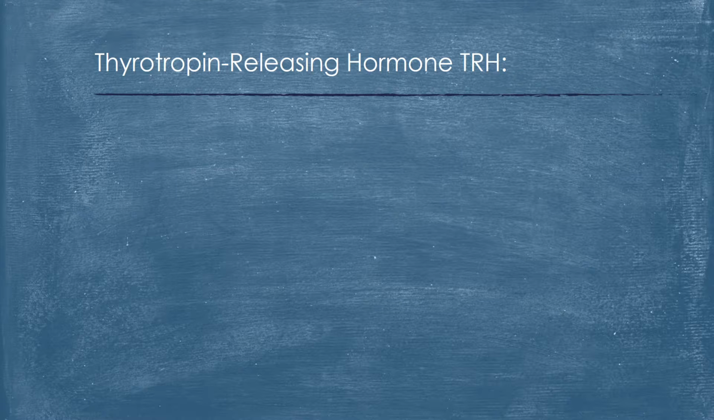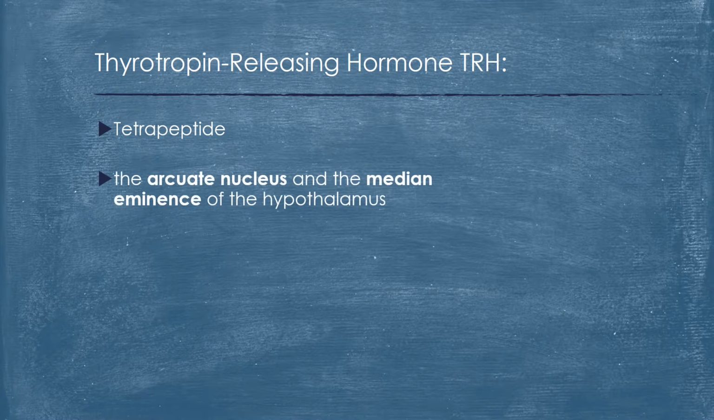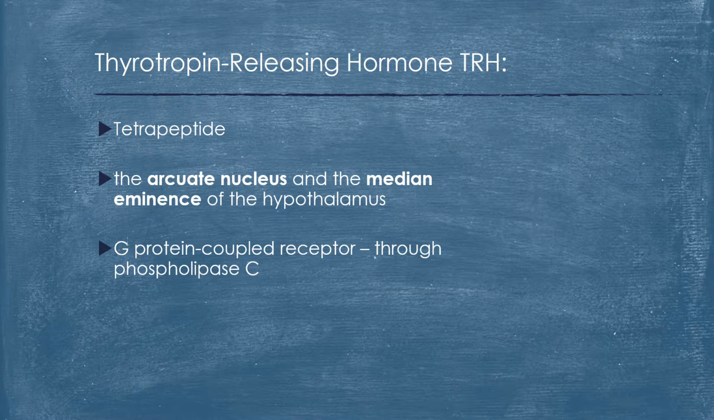The thyrotropin releasing hormone. Yes, it is a tetrapeptide. It is formed by the arcuate nucleus and the median eminence of the hypothalamus, and it works through G protein coupled receptors through the phospholipase C pathway.